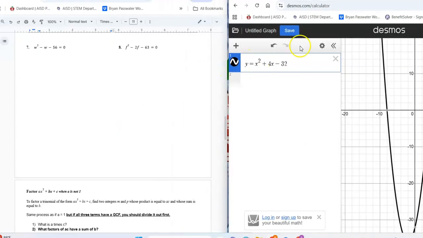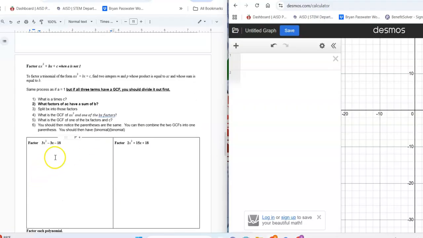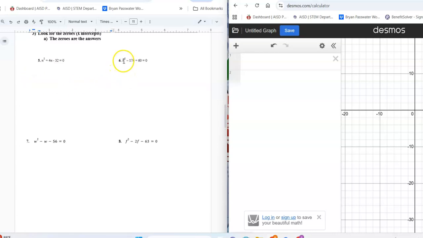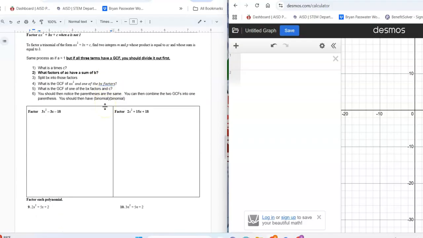Okay, how about the next thing? And the final thing about factoring is, what if a isn't 1? So far, a has been 1. What I mean by a is 1 is that this is 1 w squared, this is 1 f squared, this is 1 h squared, this is 1 n squared. There's no number in front of the variable being squared so far. Well, there can be.